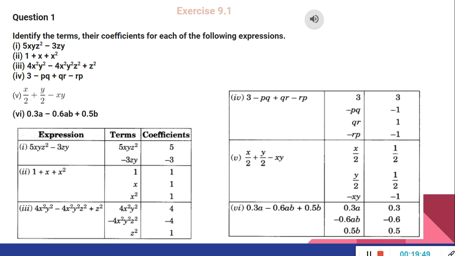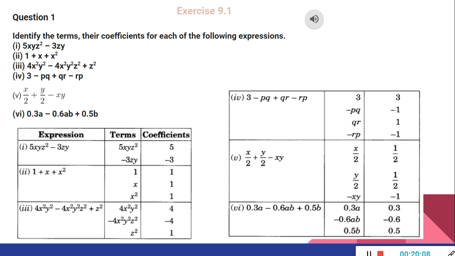Second question, 1 plus x square. Terms are 1, x and x square. And their coefficients all are 1. It is also only 1. X square is also only 1.